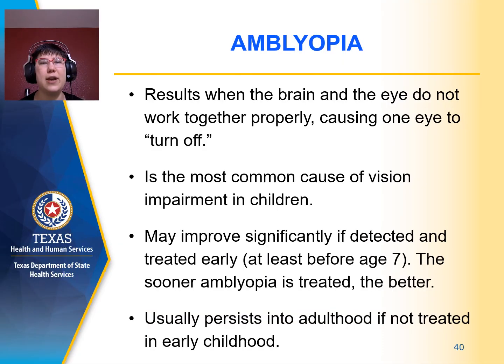So amblyopia results when the brain and the eye do not work together properly, and it causes one eye to turn off, as I've said multiple times in this presentation, because the Department of State Health Services in Texas really wants you to know it is the most common cause of vision impairment in children. It can improve significantly if it's detected and treated early, like before age 7. I mean, the sooner the better. But if you don't catch it, it's going to persist into adulthood.